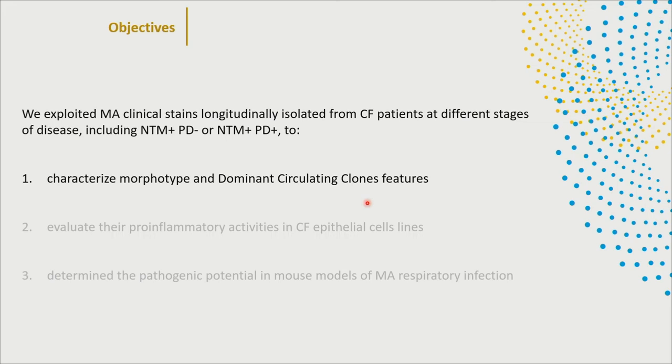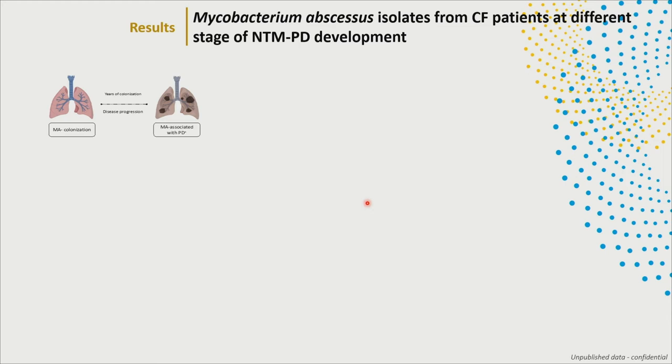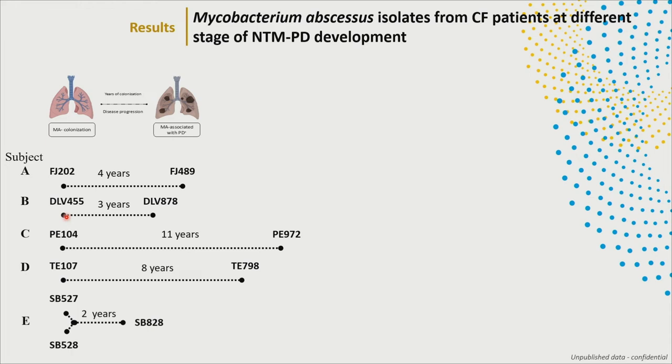In particular, in this project, thanks to the collaboration with the Policlinico di Milano, we were able to isolate six initial isolates from five different CF subjects associated with the asymptomatic colonization. And then, thanks to this collaboration, we were able to obtain the longitudinal strains associated with the lung disease progression, in particular when the NTM pulmonary disease was diagnosed by the doctor, and soon before the antibiotic treatment against Pseudomonas aeruginosa to avoid any alteration due to the antibiotic treatment that the patient received.